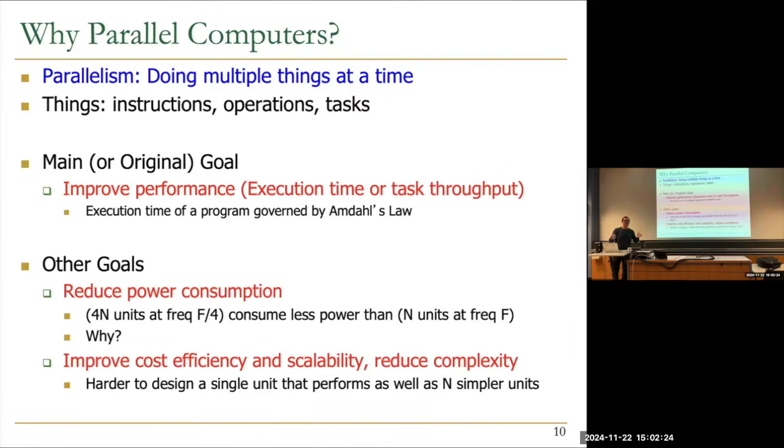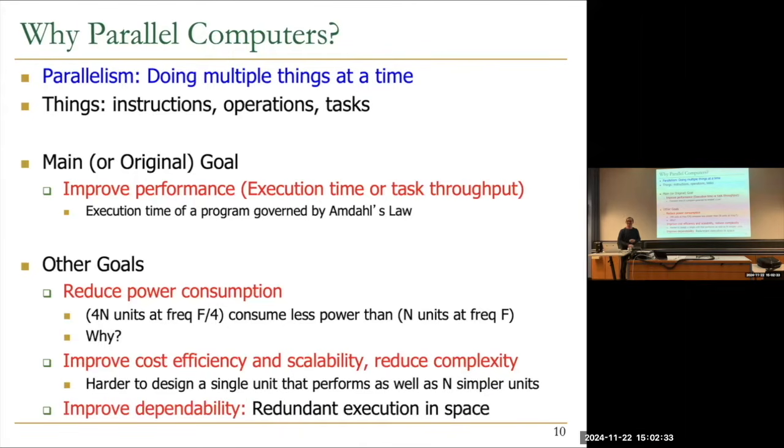Why would you ever want to execute something on two different things? Yes? Exactly. I gave you too many hints, maybe. Basically, improve robustness, dependability. If you have multiple processing units, you can do the same thing on both of those processing units and then compare the results, right? This is redundant execution in space. I'm assuming no one else has another reason.